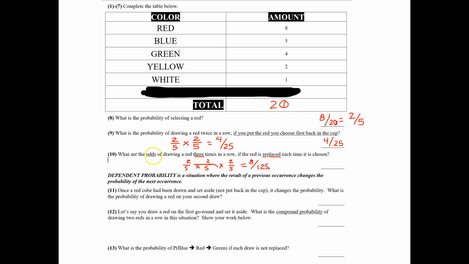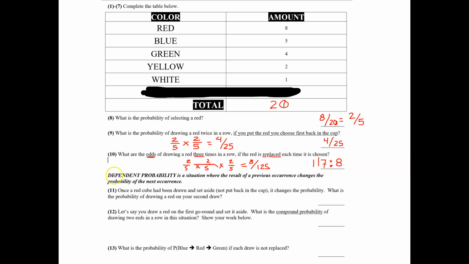But we want odds. That means we're going to write it as a ratio. We're going to put winners on the right. We know there's 8 winners. And losers on the left. There's 125 total possibilities. Only 8 of them are winners. All the rest are losers. 125 minus 8 is 117. So our odds of drawing a red 3 times in a row with replacement is 117 to 8.